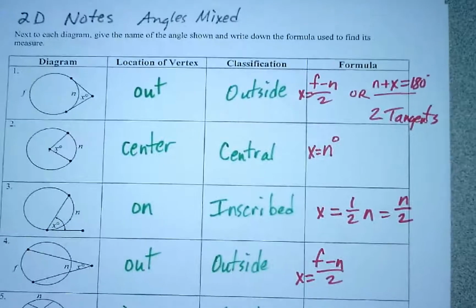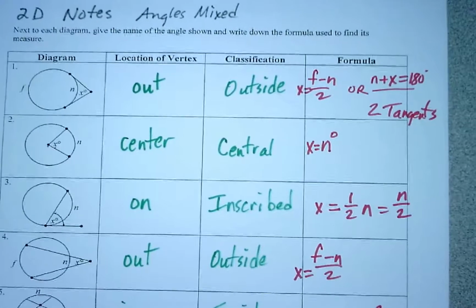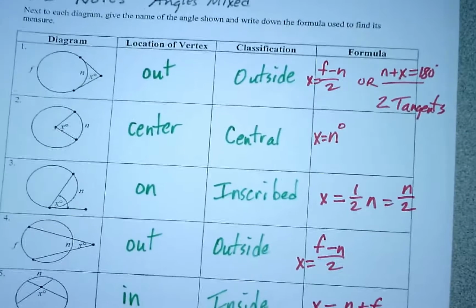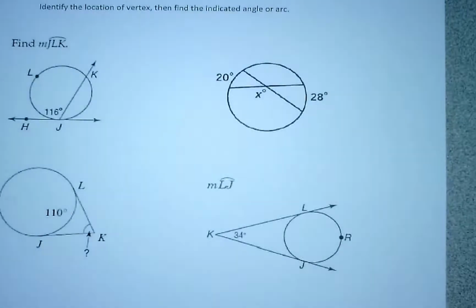Okay, in part 1 of 2D, we looked at this little chart that's going to help us figure out what we do with all these angles and their relationships in circles. So you might want to keep that handy as we go through here. But let's go through a couple examples and see how we can use this.